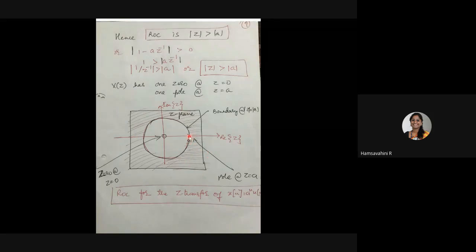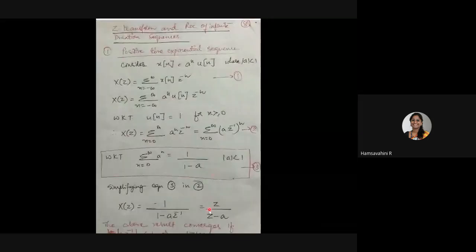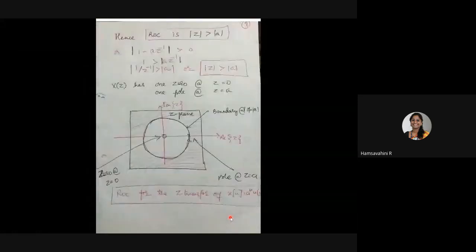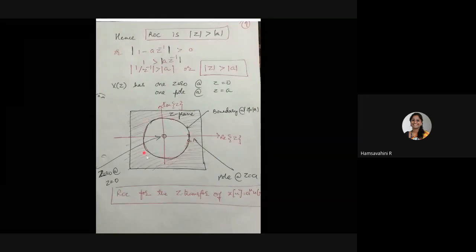So in this example we have only one pole, that is z is equal to a. Suppose in some cases we may get z by z minus a, z minus 2, and z by z minus 3, something like that. So in that case I need to consider the highest magnitude. Suppose we have in the denominator z minus 2 into z minus 3. So in that case we'll be having two circles. One is at the magnitude 2 with a radius 2, and the other circle will be of radius 3.